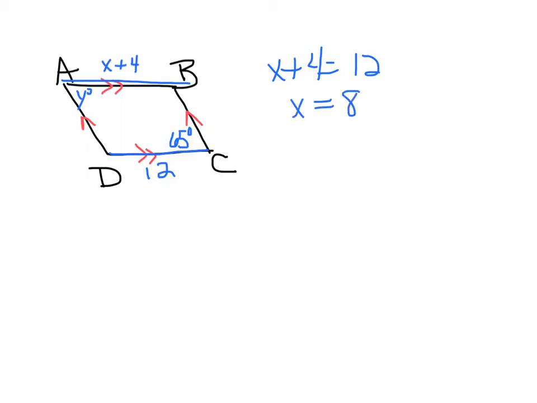Now we want to solve for y. Angle y is opposite to this angle right here. Angle A, that is y degrees, is opposite to angle C, which means that y has to equal 65 degrees. Okay, so we just applied those properties that we learned on the previous page.